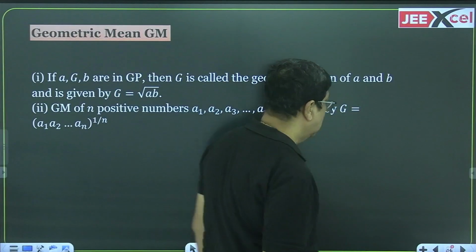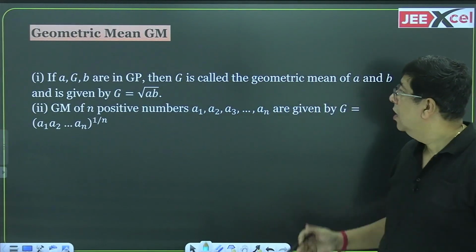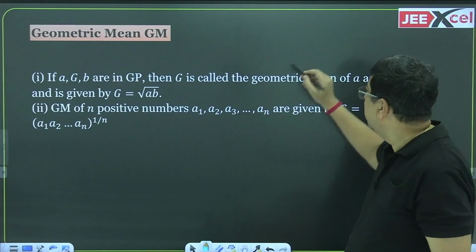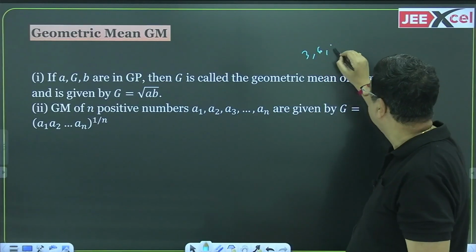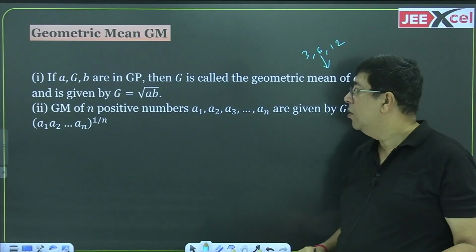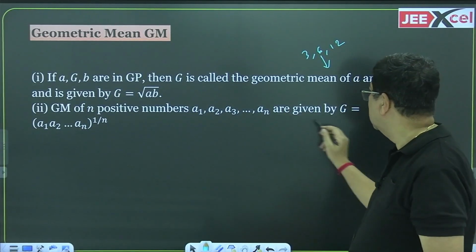Okay. Let us go to the next. Let us make a quick revision. Geometric mean. Geometric means if 3, 6, 12 are in GP, then 6 is called the GM of 3 and 12. That we know. So you have a look at all this a little.